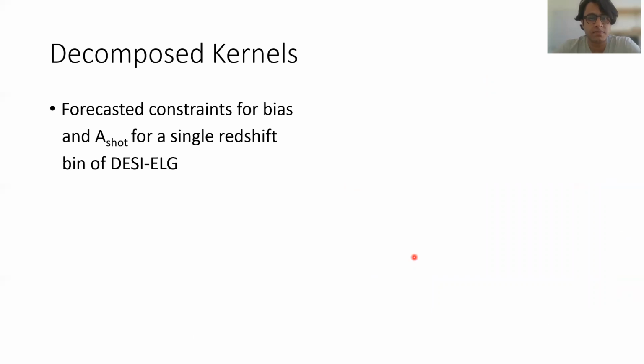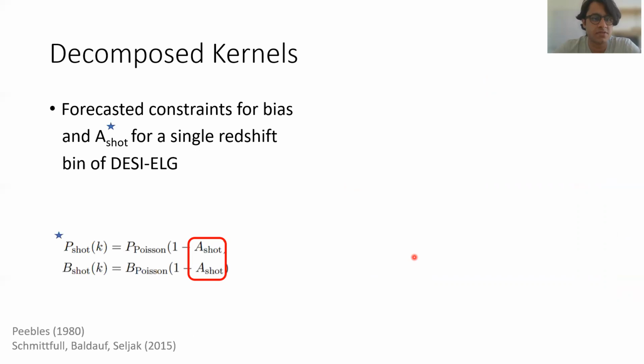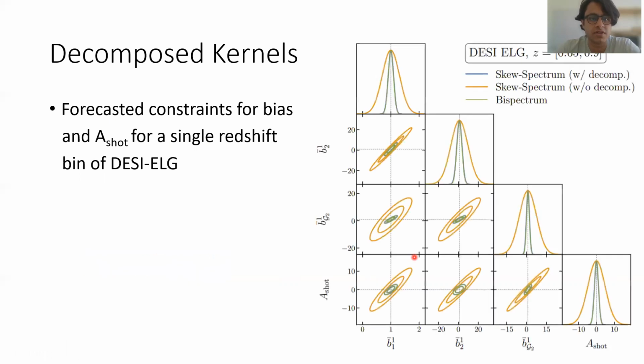So now we want to ask the benefits of using these decomposed skew spectra, by which I mean using each individual Legendre polynomial kernel to generate skew spectra instead. To do this, we want to do a Fisher forecast for the bias and A_shot parameters for a single DESI ELG redshift bin. Now this parameter A_shot is simply a free parameter that we keep in our analysis, which modulates the overall amplitude of the shot noise contribution of both the power and the bispectrum. So let's look at our results.